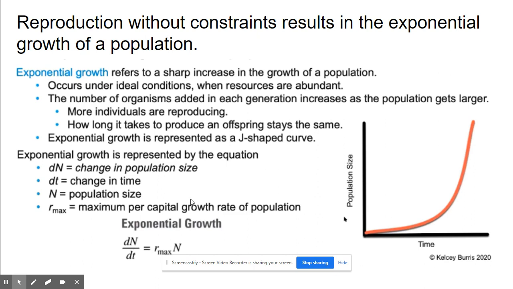That's not so good. Exponential growth is represented by an equation that looks like this. So again, similar letters that we saw before: dN, which is the change in population size; dt, which is the change in time. So again, this is the change in the population size over time, is equal to the population size N times r max, which is the maximum per capita growth rate of the population. And so r will be your growth rate, N will be your size of your population. When you multiply those two things together, you're going to get your change in your population over your change in time. And we'll look at this in class, how you can get r actually from this graph here.